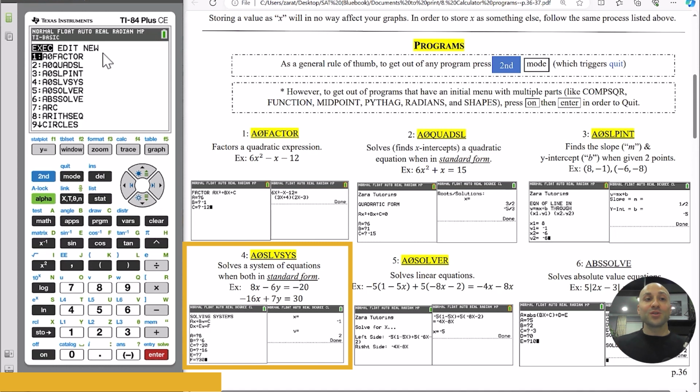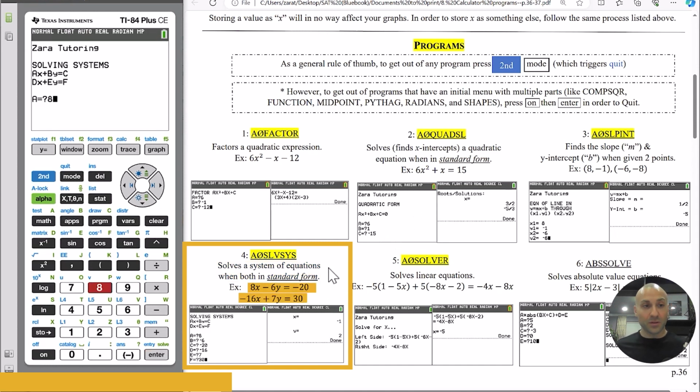Program number 4. So in the 4th program, you could scroll down, or you could just type 4. It's called Solve Systems. So it helps us to solve a system of equations. Now notice, form is very important. So you pay attention to however it's documented in the program. In this case, it's saying they need to be in standard form. And the example I have here, they're already in standard form. But if they weren't, you would need to arrange them accordingly, just like we did for Quad Solver.